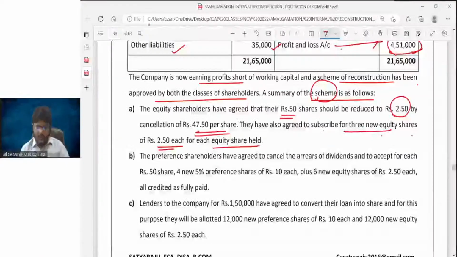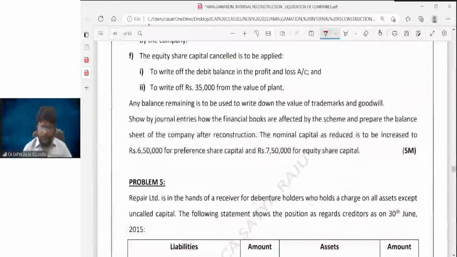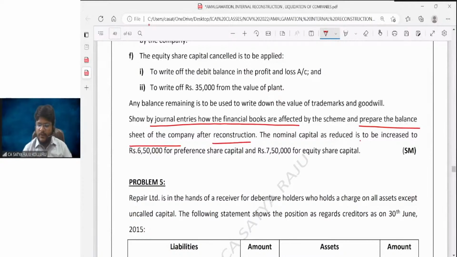What is the requirement? Let me read the requirement where it is given. Show journal entries how the financial books are affected by the scheme and prepare the balance sheet of the company after reconstruction. The nominal capital as reduced is to be increased to 6,50,000. Nominal means authorized share capital for preference and 7,50,000 for equity share capital. There is an increase in authorized share capital also.